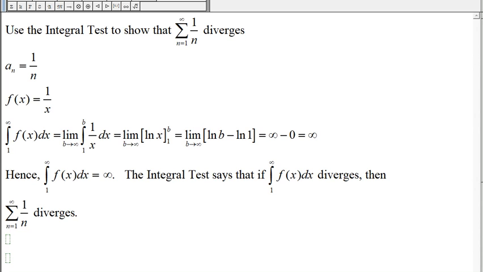And as we also saw in an earlier video, the harmonic series diverges, but we didn't use the integral test there. We used another strategy. But now we have used the integral test, and we've shown that the harmonic series diverges.